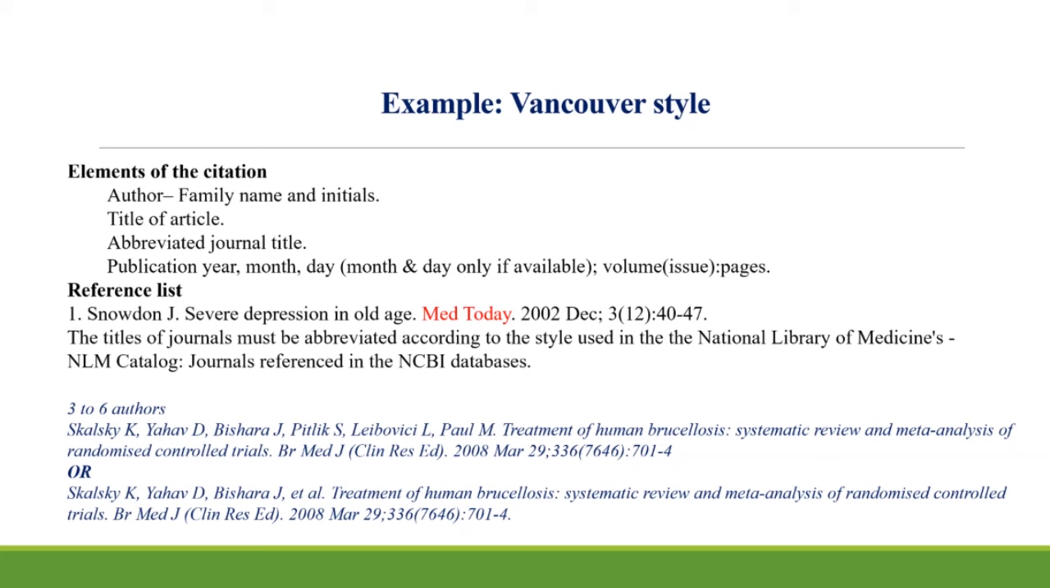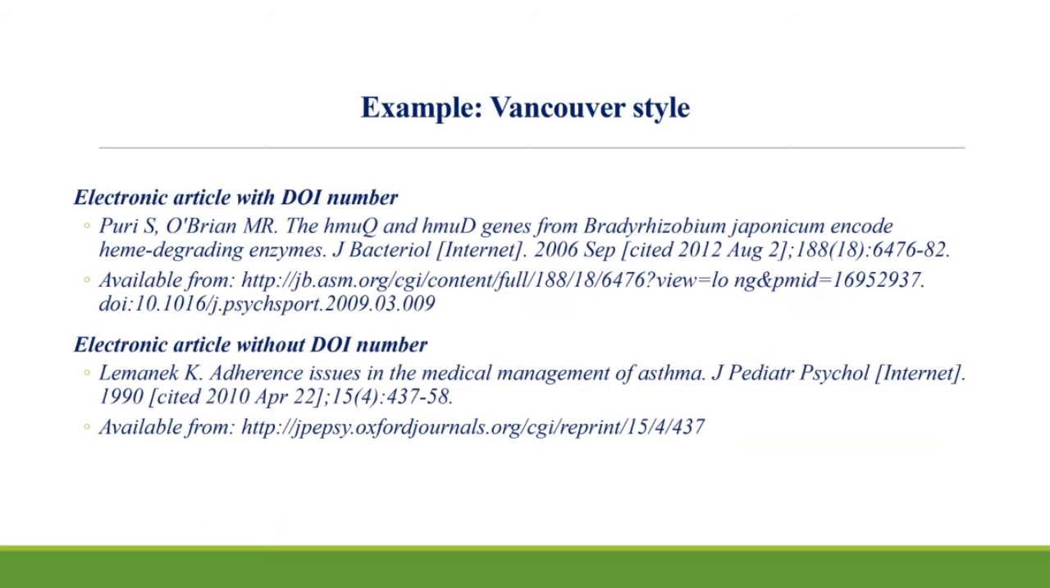So this is a Vancouver style, and if you have 3 to 6 authors, then you can include them as you are seeing here, or you can do it the way it has been done in the second one. Et al. After 3 authors, they have put et al. rather than list all 6. Right? So 3 authors and then et al. This is also okay.